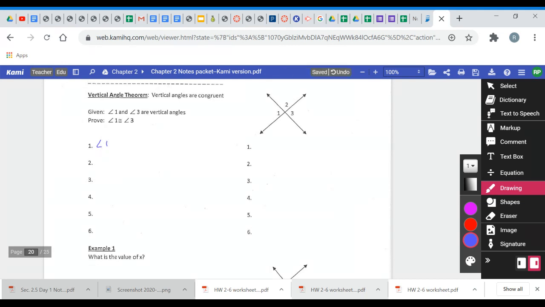So angle 1 and angle 3 are vertical angles. Okay, and that first statement is given. Okay, the next thing we can do is we can say, okay, if I look at this picture, one thing that I know for sure is that angle 1 and angle 2 are supplementary to each other.